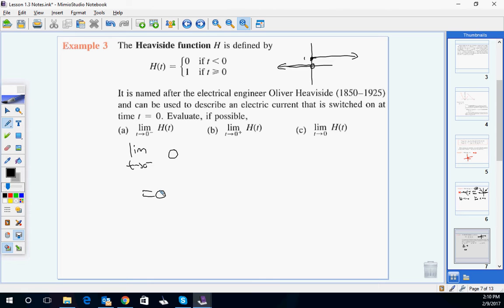From the right, it's just 1. Visually, that's how this works. If I'm coming from the left, I'm here. I get to 0. That's why we got 0. If I'm coming from the right, I get to 1. These are different, therefore, D and E. The limit does not exist at 0. Why? Because we got 2 different values.